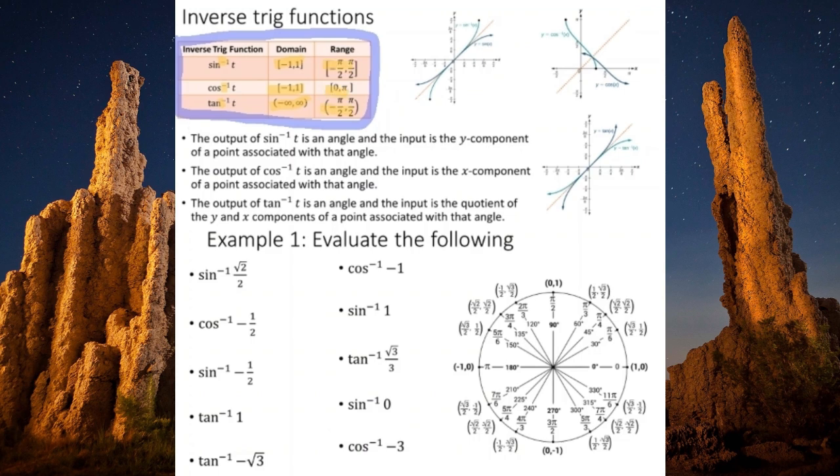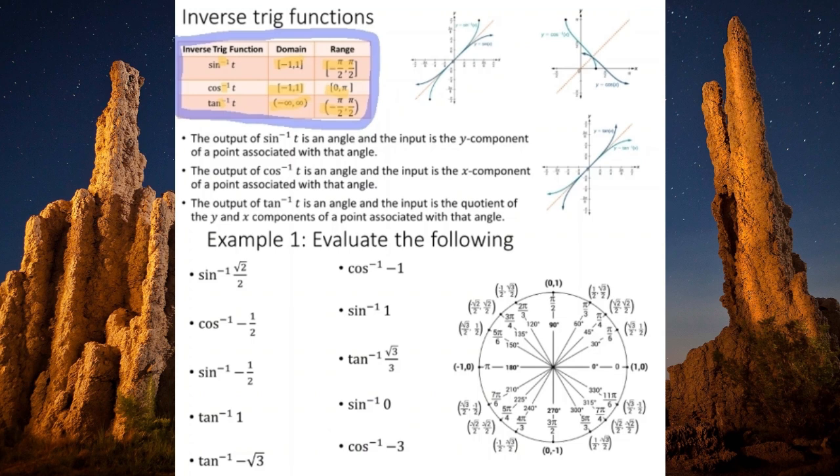The range of our inverse trig functions come from how we are truncating the domain of our original trig functions. Sine, we restricted to the interval negative pi over 2 to pi over 2 in order to make it 1-to-1. So the range of sine inverse is going to be negative pi over 2 to pi over 2. Cosine, we restricted to 0 to pi to make it 1-to-1. So the range of cosine inverse is from 0 to pi. And the range of tangent inverse is going to be negative pi over 2 to pi over 2 because of how we restricted the domain for the tangent function.